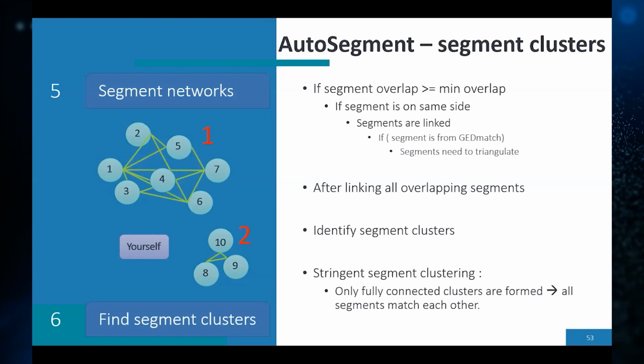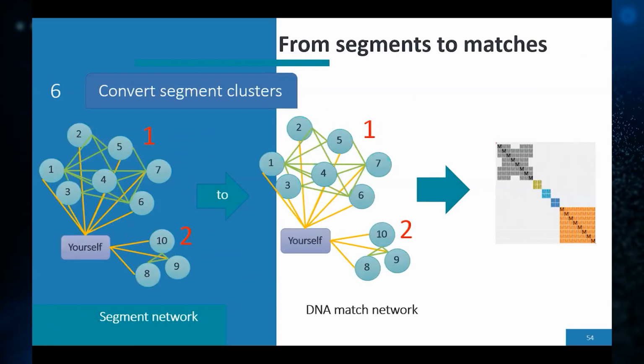So we are finding those clusters, and we try to find those fully connected clusters based on fully overlapping segments. Now we're looking at how to link DNA matches. So we would like to get DNA matches, so we have to convert those segment clusters to DNA matches. It's actually pretty easy.